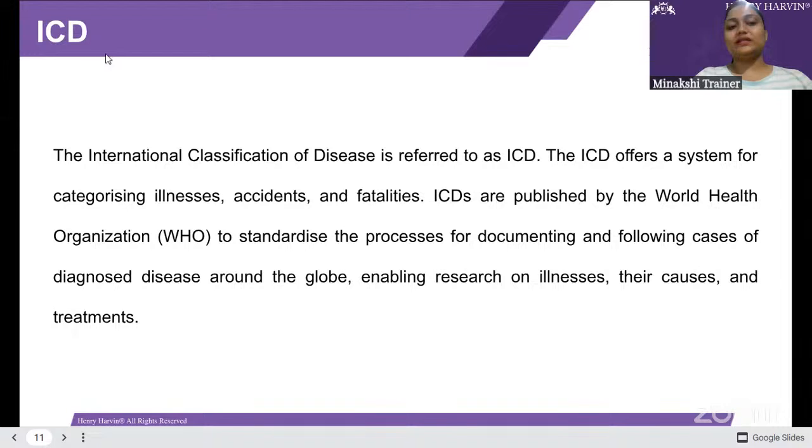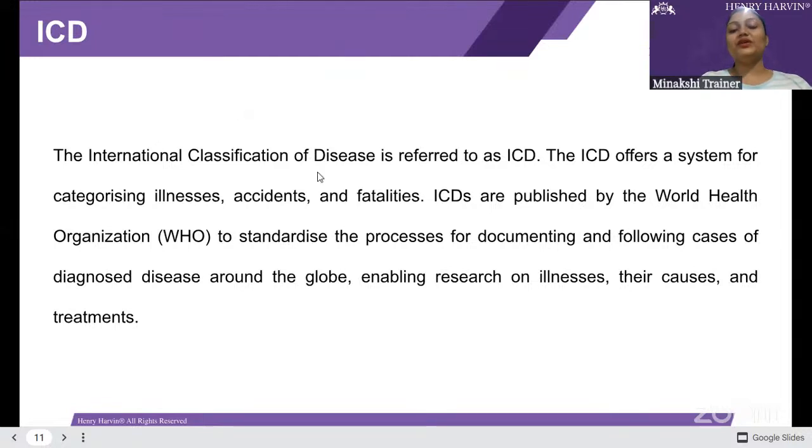So first of all, ICD coding. What is this ICD coding? ICD stands for International Classification of Diseases. That means all the disease diagnosis codes will be available in this section. And this book has been published by WHO. This is the 10th clinical modification, ICD-10-CM. This book has been revised ten times so far.